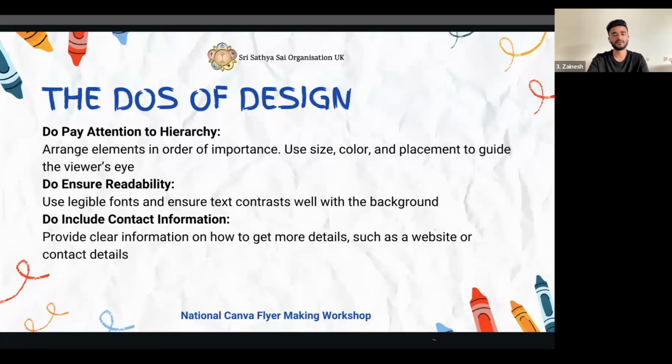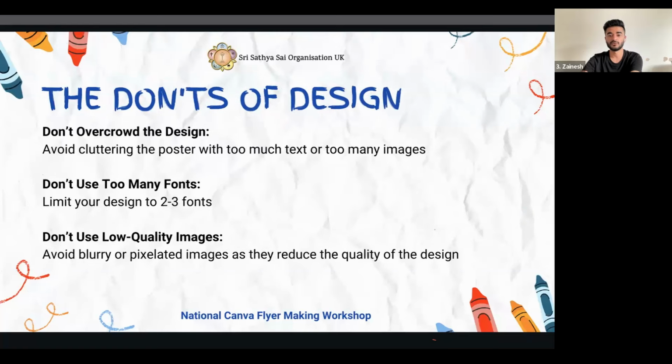And as Sathya mentioned in the good poster, there was a hierarchy of importance. So obviously the event name, the date and time, and then the information to register for it. So obviously you read from top to the bottom, and that's the order you want your information, so it's easier for your viewers or your devotees to read, and also for readability. And then contact information. Each poster or design should have some sort of contact information. It doesn't necessarily have to be a phone number or an email address. It can be a website. But as long as they have some way of getting in contact, that's needed.